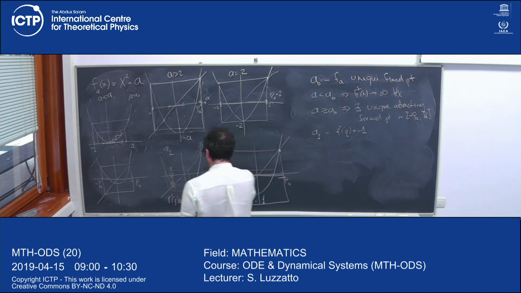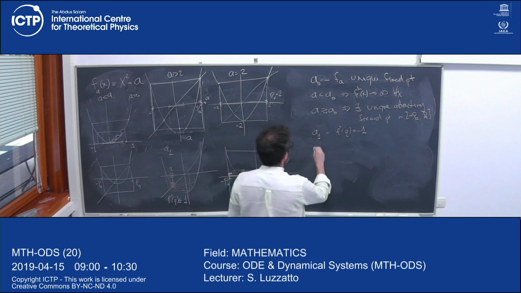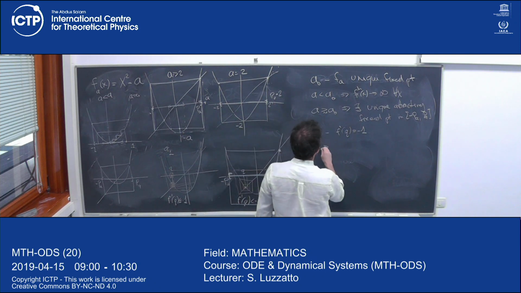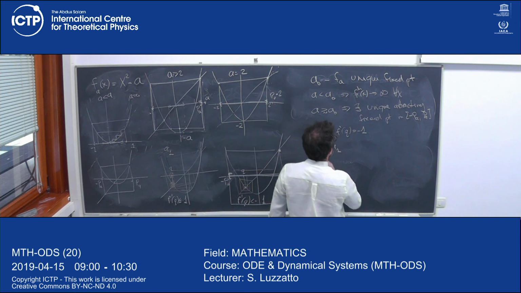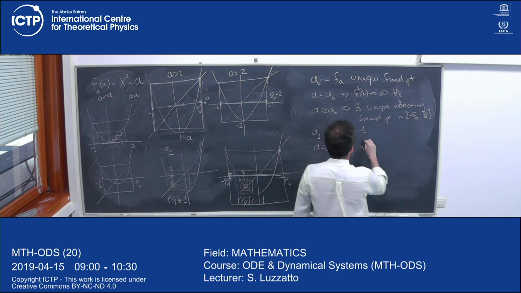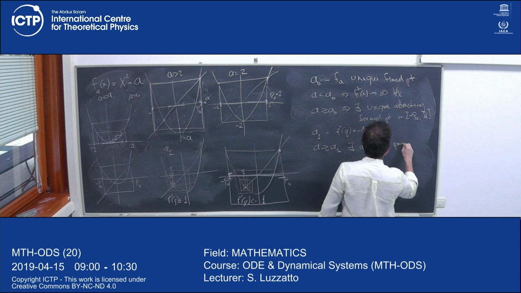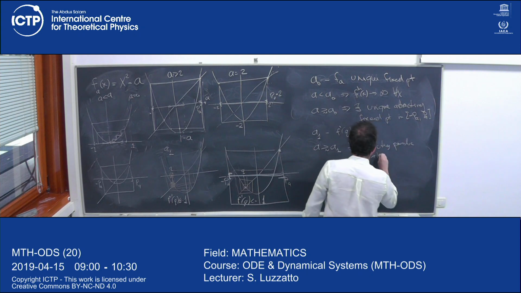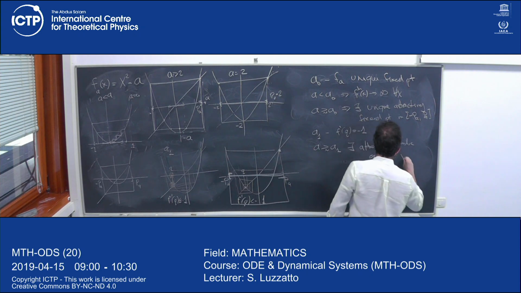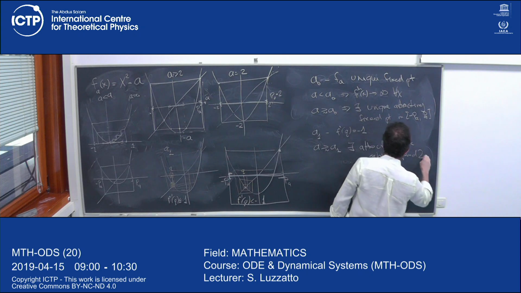So for A bigger than but close to A1, there exists an attracting periodic orbit of period 2.